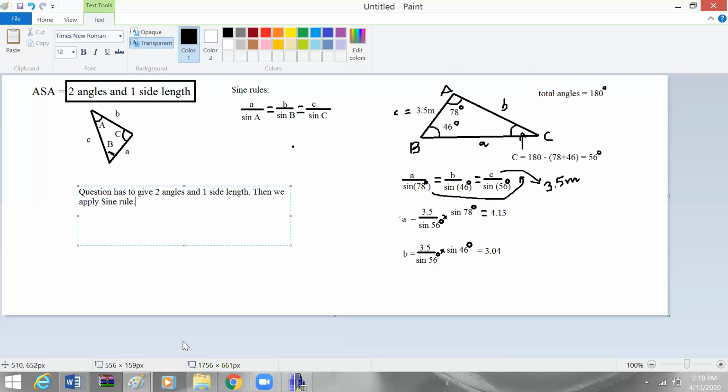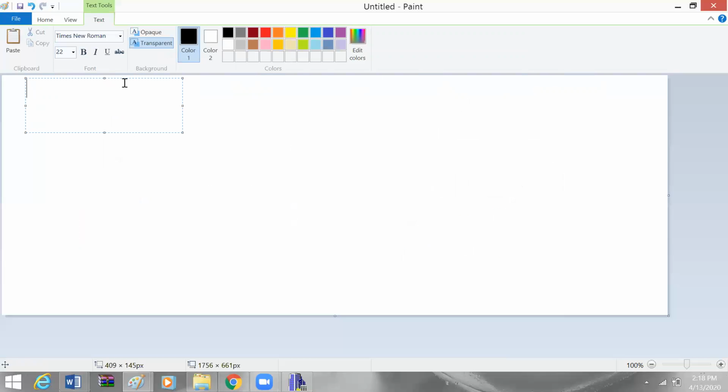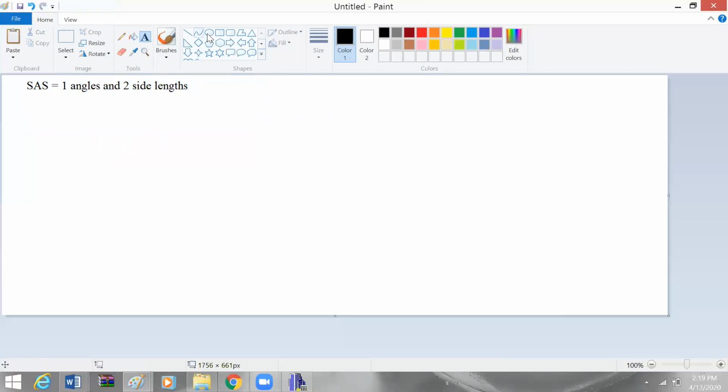Okay, so now we're going to go to another rule, which we call SAS. The SAS is sort of different. That would be one angle and two side lengths. The difference between that and the previous cases is that the question only gives us one angle, and we need to figure out the rest of them.